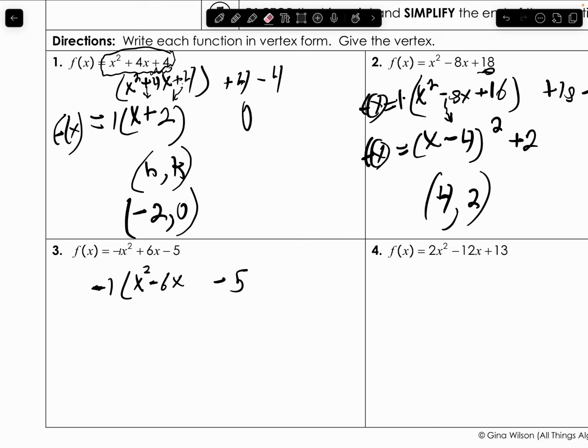Okay, so, and whoops, I'm going to move that -5 over a little bit more. And I said I needed to save space for the perfect square trinomial. I think divide that by 2, and square it, I think you get 9. And the square root of 9 is 3.